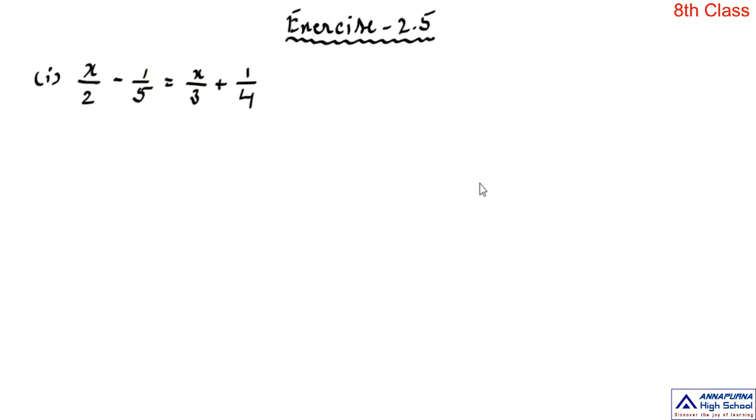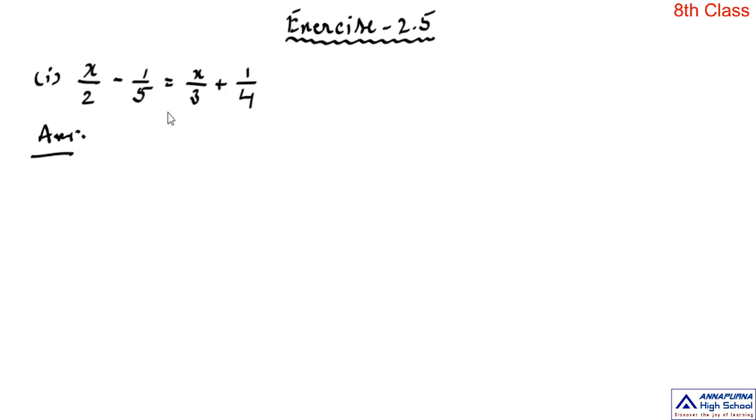Exercise 2.2. Solve the following linear equations. The first equation is x by 2 minus 1 by 5 is equal to x by 3 plus 1 by 4. Already you know how to solve this equation. When you observe this equation, totally how many terms are there? There are 4 terms. Out of the 4 terms, 2 are present in the left side and 2 are present in the right side.